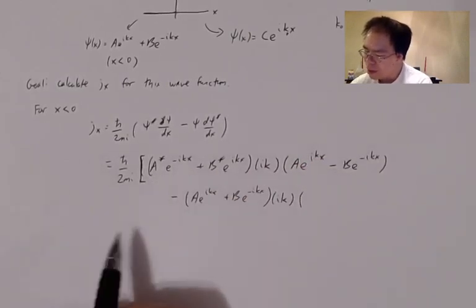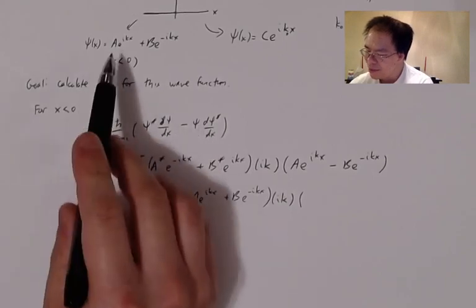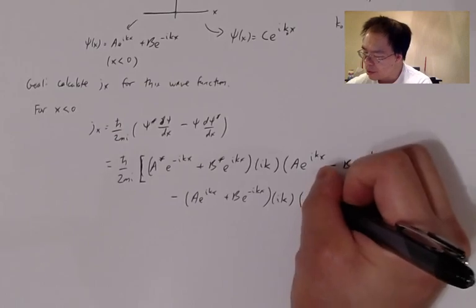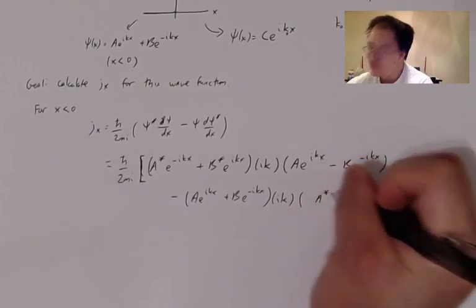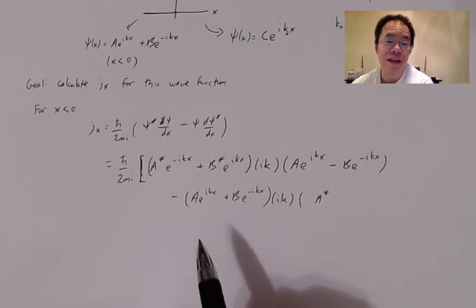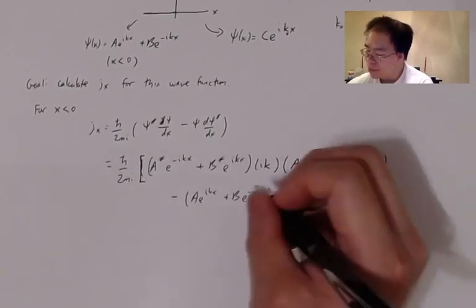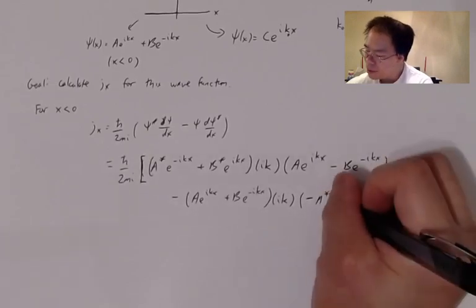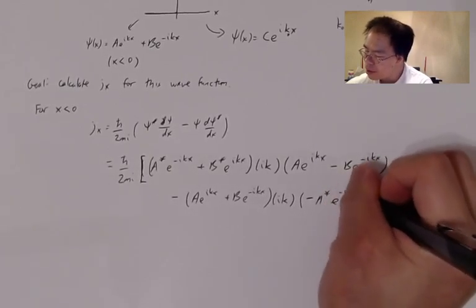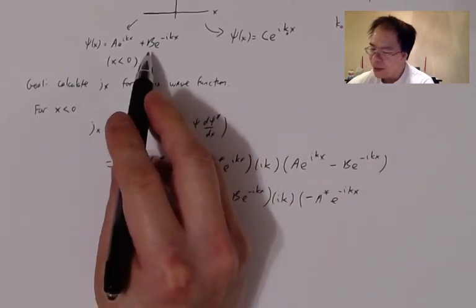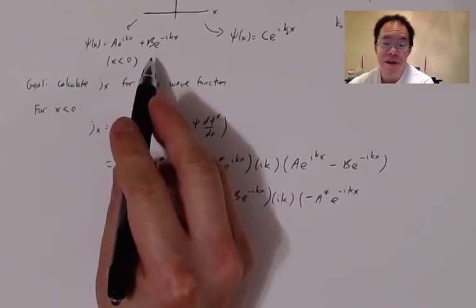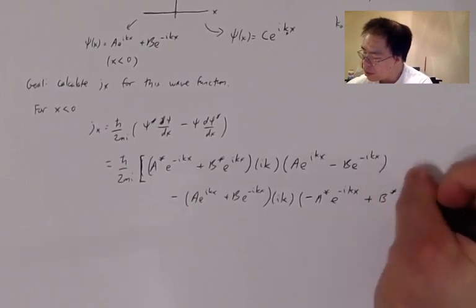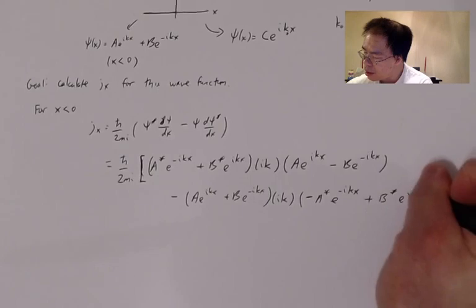So differentiating this term, complex conjugated, it'll be a star. I'm differentiating a star e to the minus ikx. So I actually will pull down a minus ik, so I need a minus sign there. So I have a star e to the minus ikx. The complex conjugate of this is b star e to the ikx, so I just have b star e to the ikx.